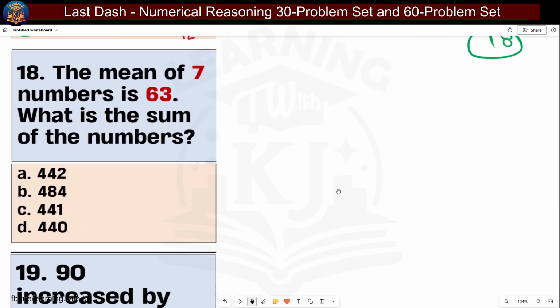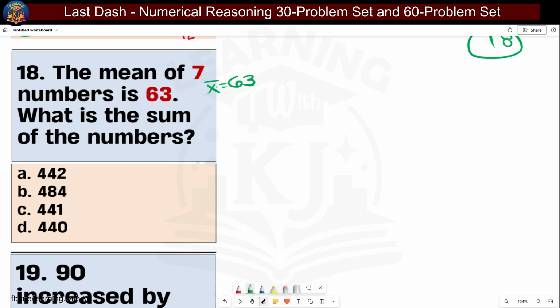The mean of 7 numbers is 63. So, if meron kang 7 numbers, yung average niya is equal to 63. Ibig sabihin, yung sum of all numbers divided by the number of numbers, so this one is equal to 7. Kung ilan man yang 7 times 63. Okay, try natin to. That's for the statistics lang naman.